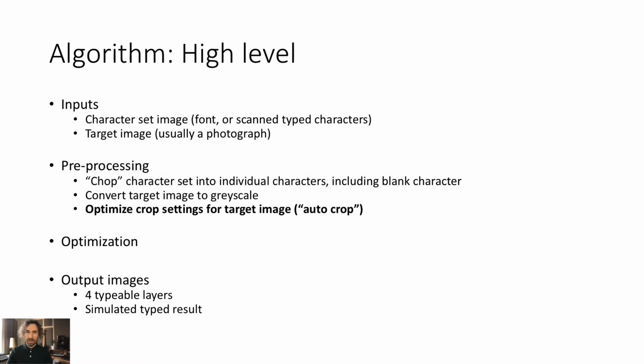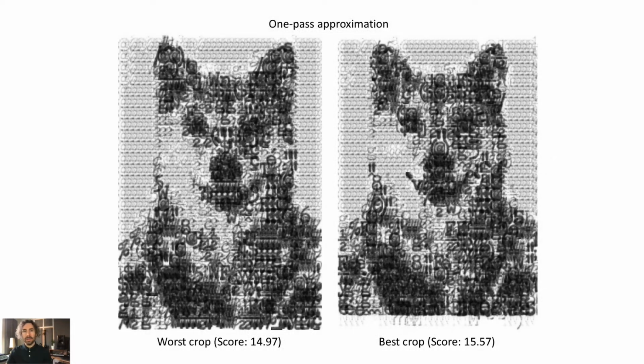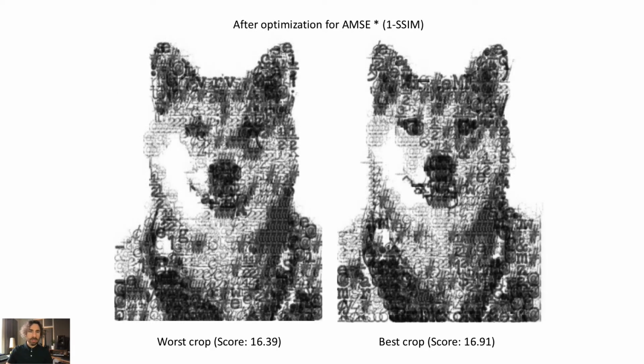Before optimization, we do some pre-processing to align the image with the underlying character grid. Because even with our 4 offset layers, we're still on a fixed character grid, just a higher resolution one. So we quickly try out 64 different crops of the target image, where we just do 1 selection per character position. From those crops, we look for the highest combined peak signal-to-noise ratio and structural similarity, and then we'll use those crop parameters. On the left, we have the worst cropping result, and on the right, the best result. The improvement from the cropping is even more dramatic once the optimization is complete.